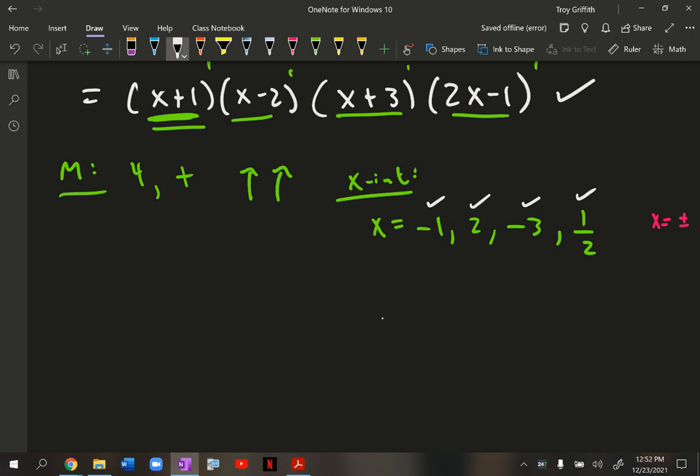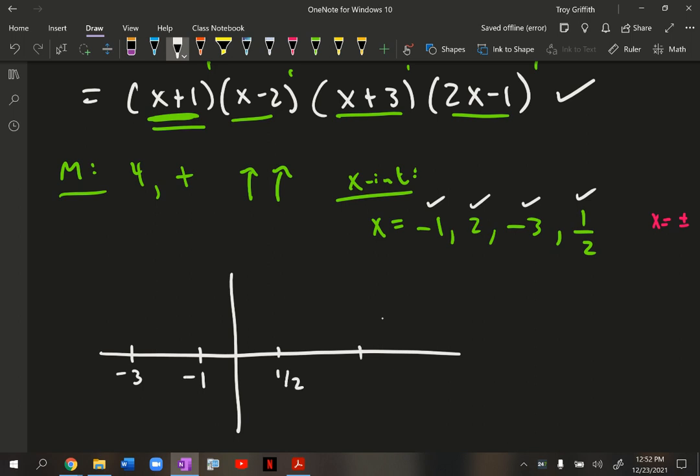Last but not least, let's go ahead and draw our graph. Again, this gets a little redundant because it's all kind of the same stuff every time. None of the graphing rules change throughout this unit. So we got -3, -1, 1/2, and 2. Let's draw in our end behavior. We're going to be up on the left, up on the right. Now, we have not seen any repeated factors yet.